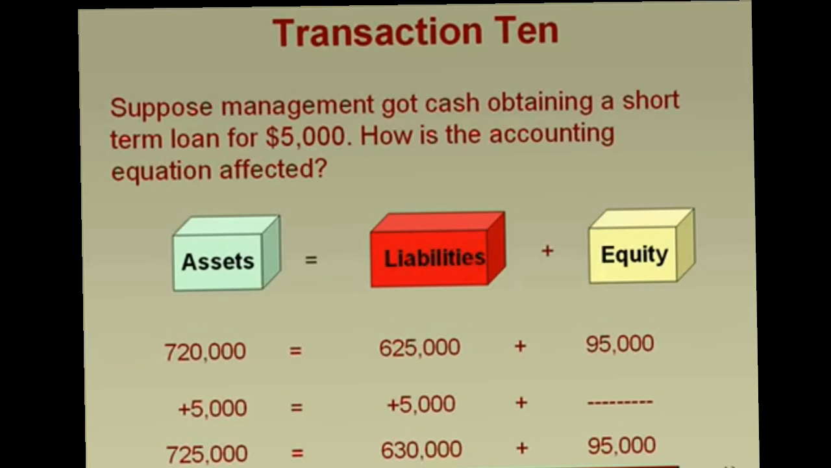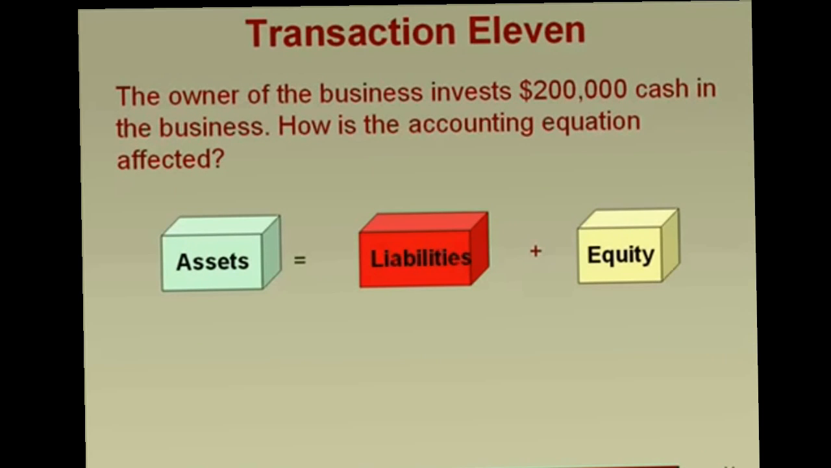We're almost there, so bear with me. Let's try the next one. The owner of a business invests $200,000 cash in the business. How is the accounting equation affected? Let me put the balance as it stands now. If you remember from Module 1, when an owner puts money in the business, it's called capital. Okay, I've given you a hint. Stop this recording now. Try this transaction. When you're done, start again.